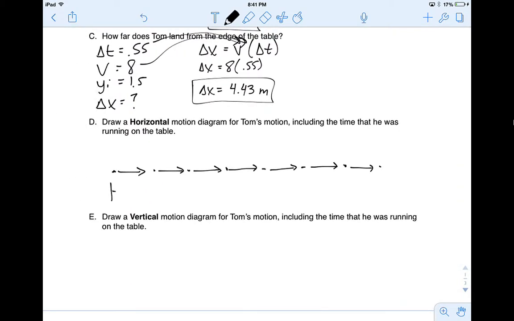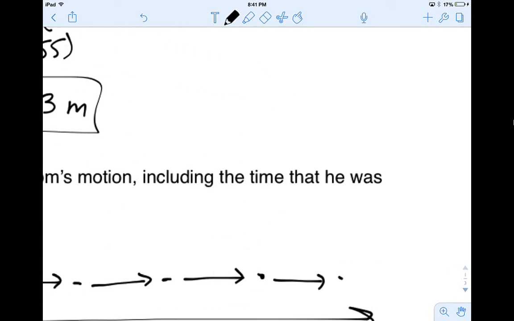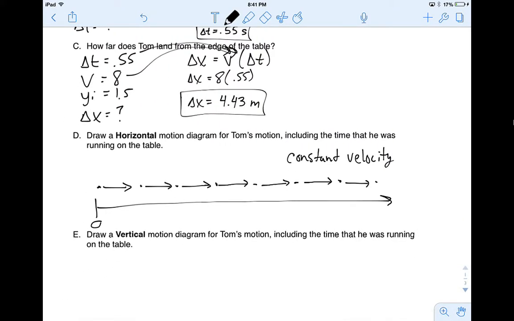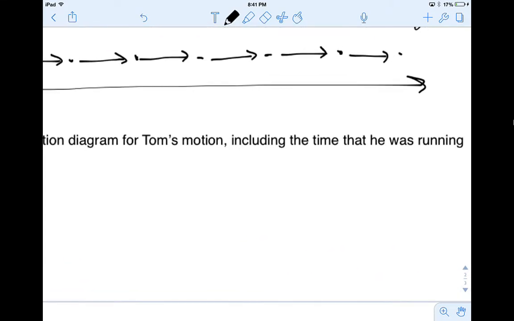And so we'll say that's 0. All right, cool. And I'm just going to put this note in here. This is constant velocity. All right. Now, it wants the vertical, so it wants the up and down motion diagram. Okay? So, we're going to do this. All right? So, we'll draw our down arrow.